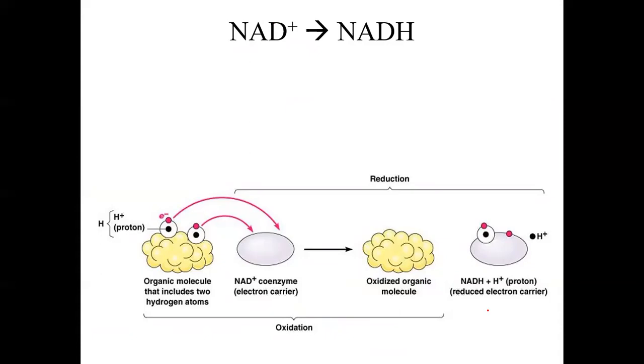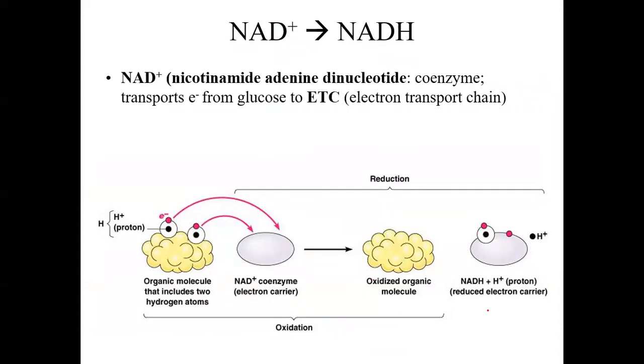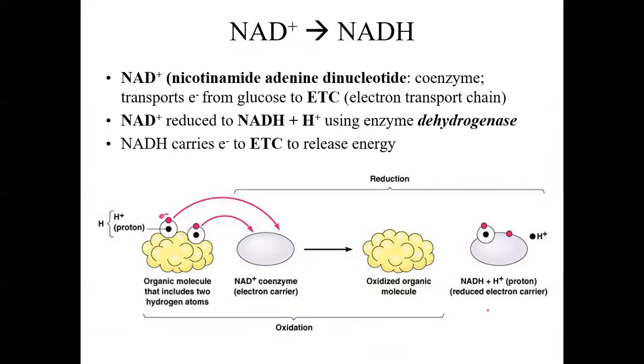To make this possible, we've got to talk about NAD plus to NADH. We don't need to get crazy specific here, but basically this is your organic molecule down here. It kind of looks like this cartoonish thing with the electrons, but let's just say that this is glucose here. Electrons have a negative charge. This is NAD plus.